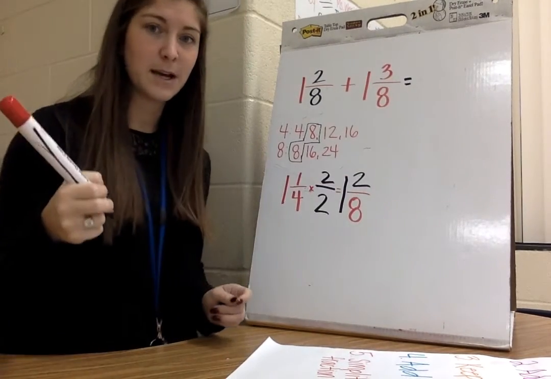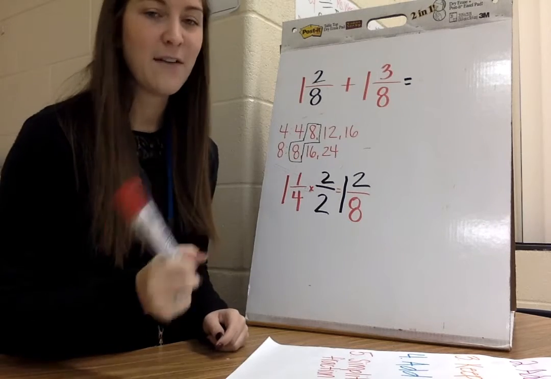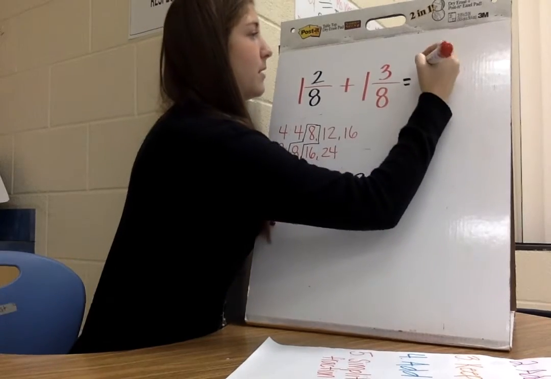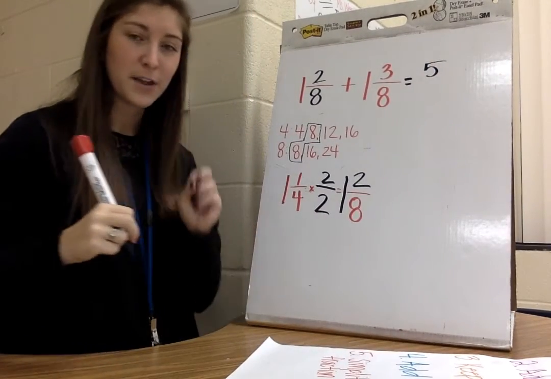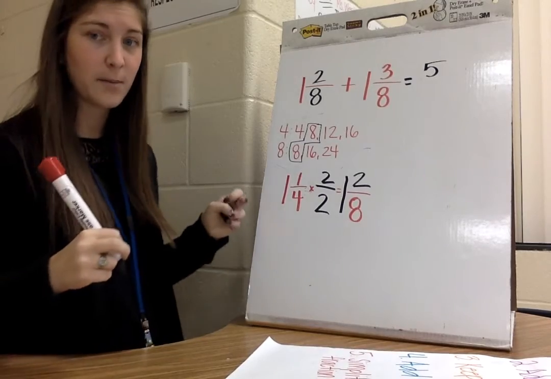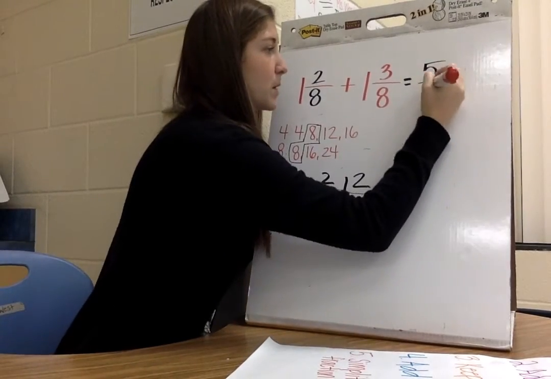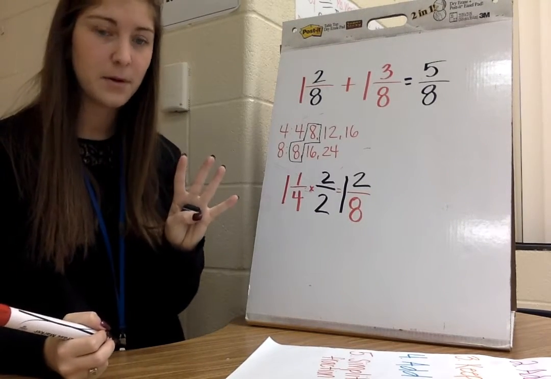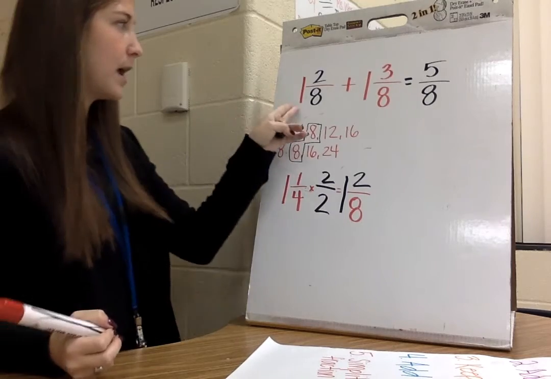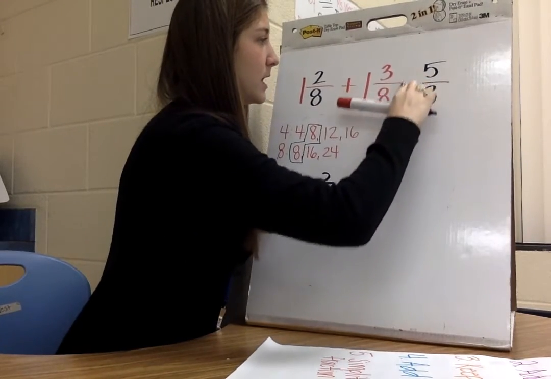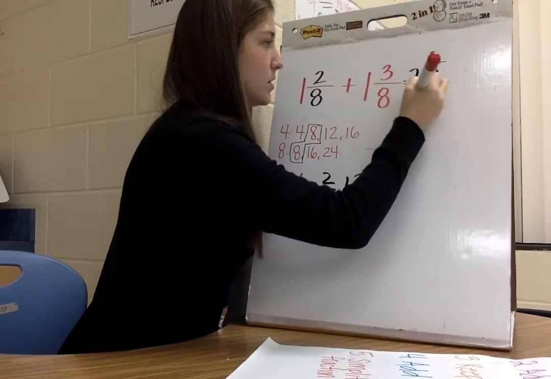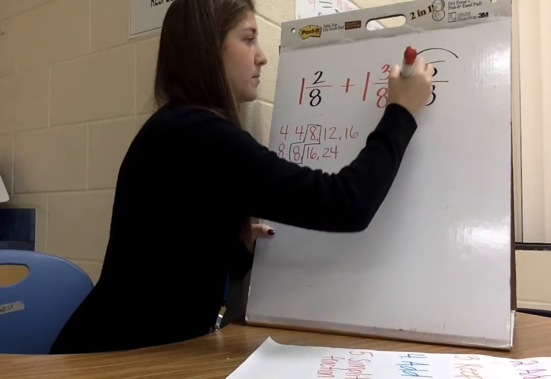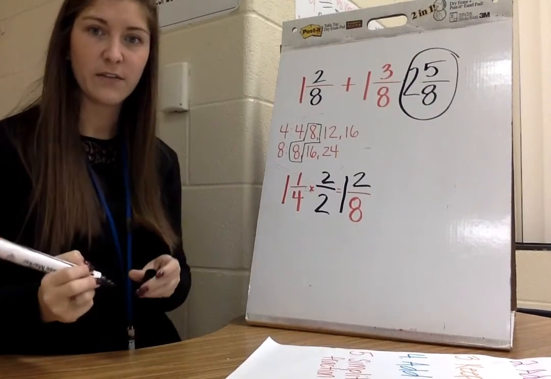So if I think back to my steps, the second step after you find the least common denominator was to add the numerators. So 2 plus 3, well, that is 5. My third step was to keep the denominators the same. So I have to just bring my 8 straight across. And then my fourth step was to add my whole number. And 1 plus 1 I know is 2. So my answer to my equation is going to be 2 5/8.